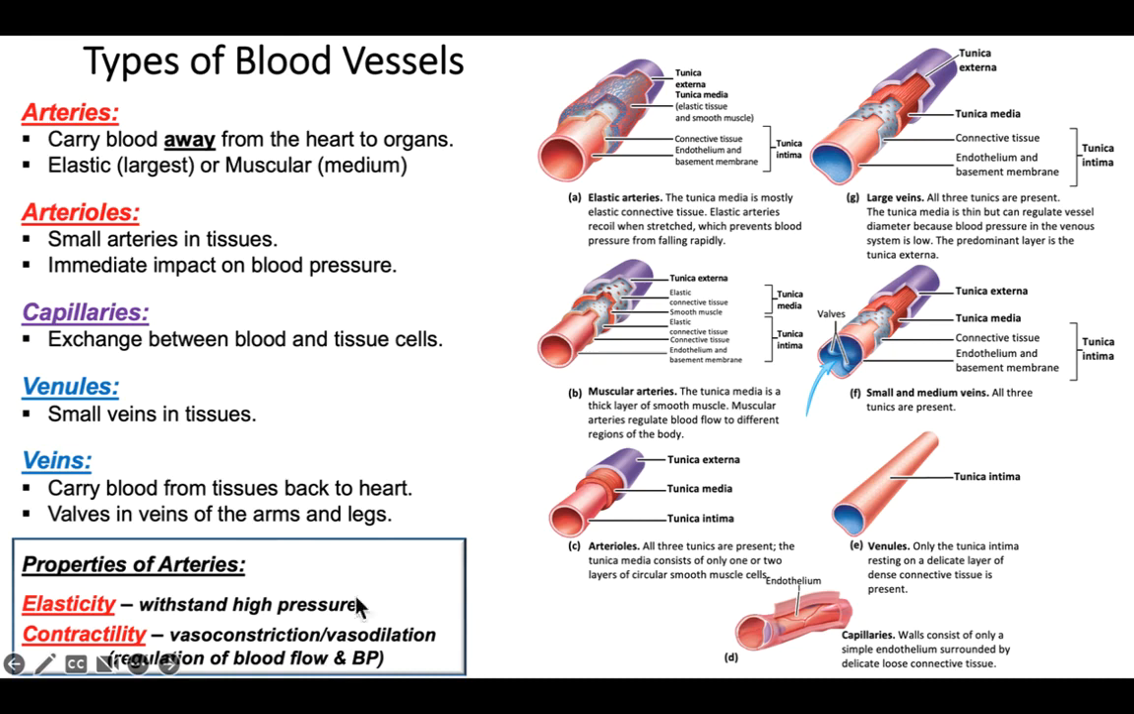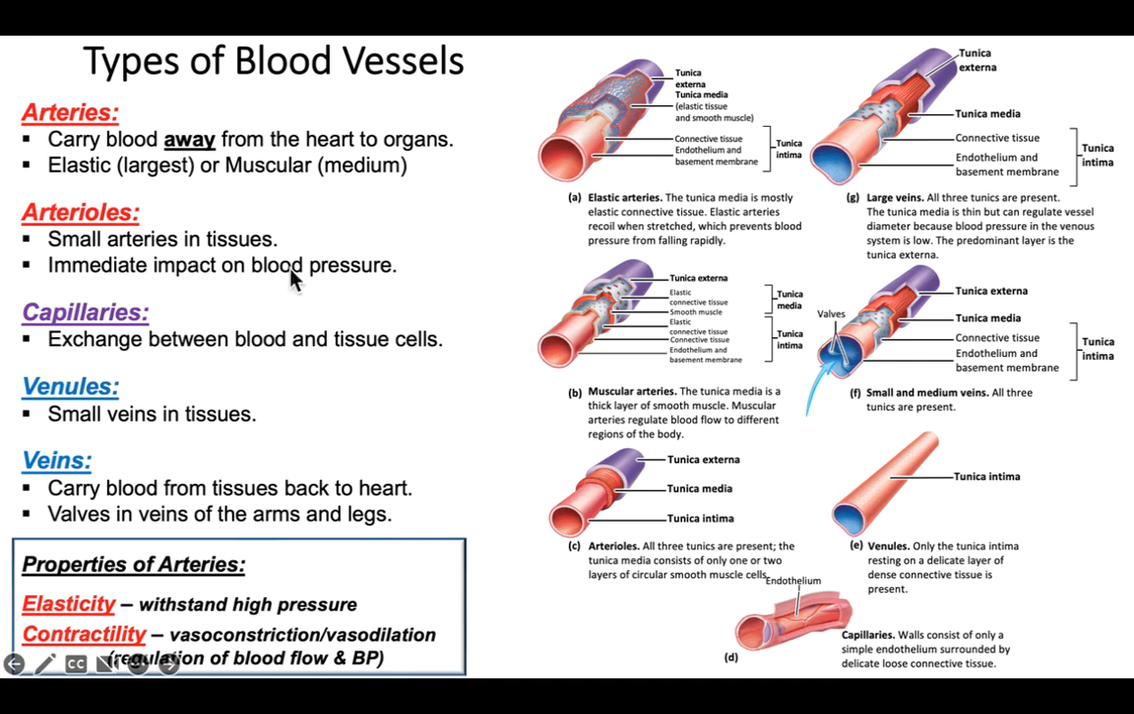So down here are the key properties of arteries. They have elasticity to stretch and recoil in response to high then low pressure. And then they have contractility, using that smooth muscle to constrict and dilate. And we call that vasoconstriction and vasodilation. So that property is very important for regulating blood flow as well as blood pressure.